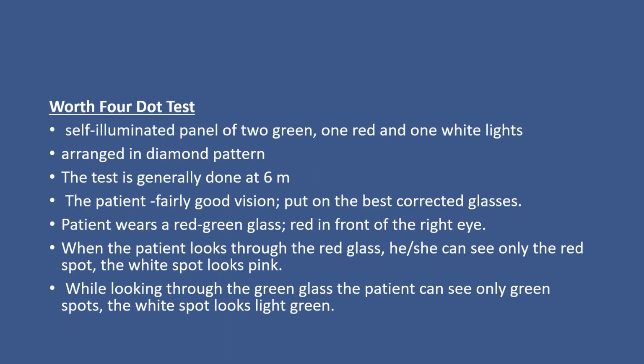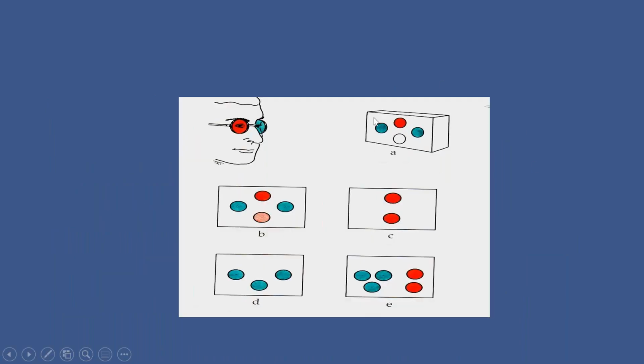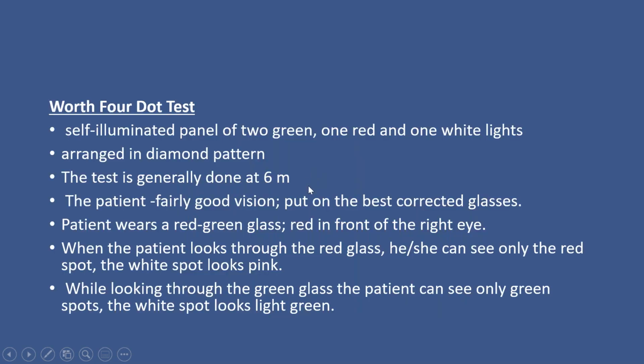Okay, moving on to the sensory evaluation, there's just one test that I'm going to deal with, although there are multiple. For your level, we'll only do one or two tests. This one is the Worth 4-dot test. It's a self-illuminated panel which has two green, one red, and one white light. This is what the block in picture A looks like. There are two green lights horizontally, one red light on top and one white light. They're arranged in a diamond pattern, and the test is generally done at 6 meters.